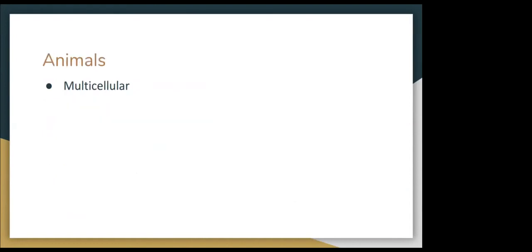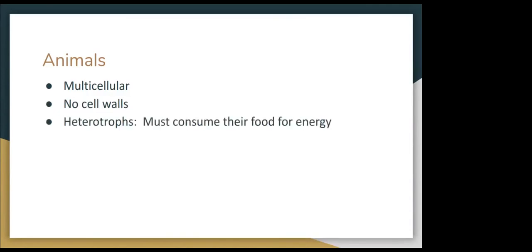We're going to go quickly through these. Animals are multicellular. They have more than one cell. They have no cell walls. They are heterotrophs, which means they consume their food for energy, just like a fungus. An animal has to eat its food, cannot make its own food. And they are eukaryotes. Their cells have nucleuses, which we learned about. In all of your models, the animal cells had nucleuses.